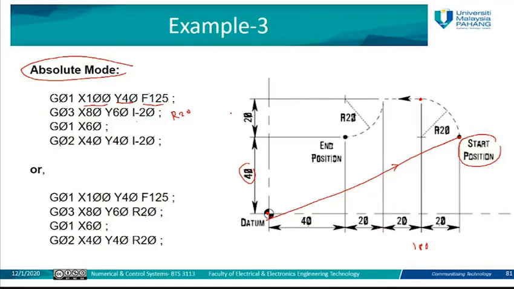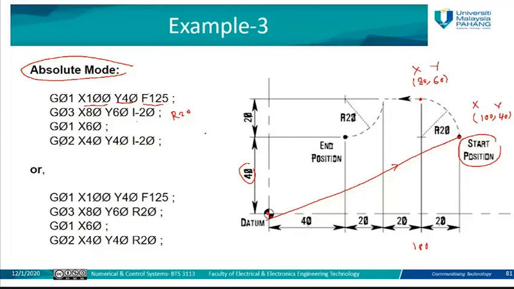Okay. So the start point is here. What is the coordinate of the start point? X is equal to 100 and Y is equal to 40. This is the start point. What is the destination here? The destination is X equal to 80 and Y equal to 20 plus 40, which is 60. Okay, so this is X, this is Y, this is X, this is Y.